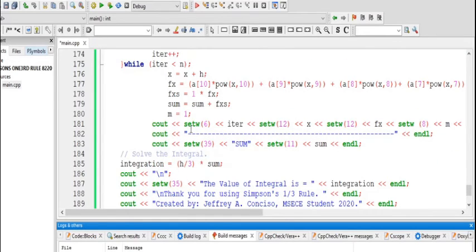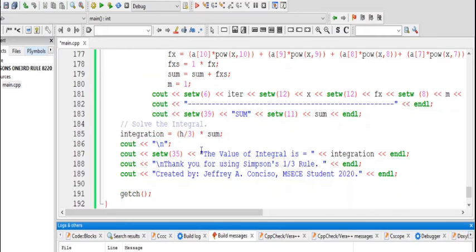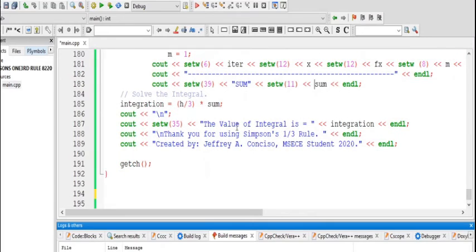We will print again setw of x, and then the parameters, the values computed: the iteration, the x, f of x. We will print also the multiplier and the f of x for Simpson's, and we will print also a line below the table, and we will print setw 39 sum, and the sum will be the total computed from the process. Okay, finally the integration is equal to h over 3 times the computed sum, the total of the f of x for the Simpson's 1/3 rule.